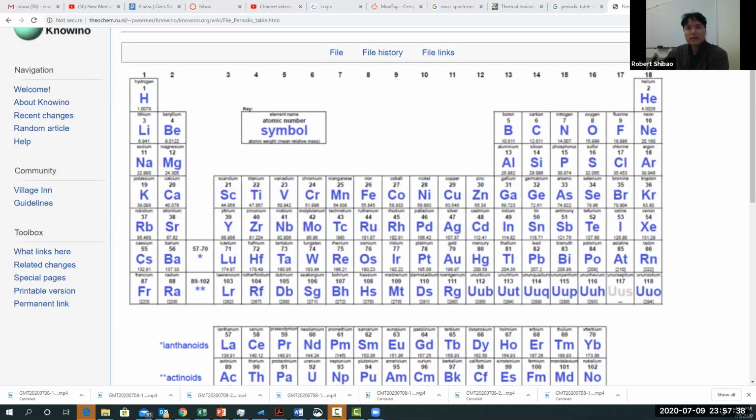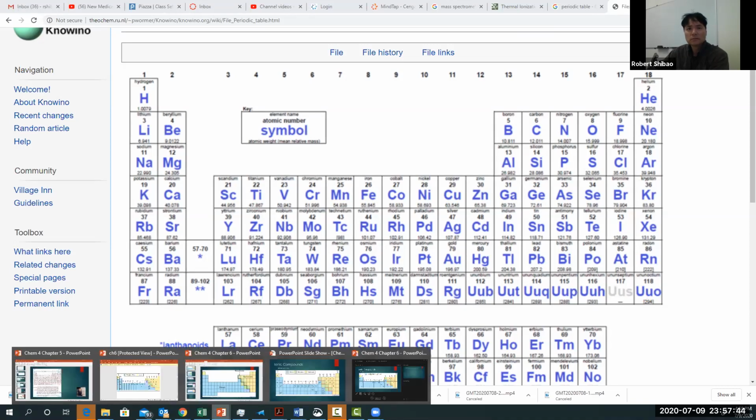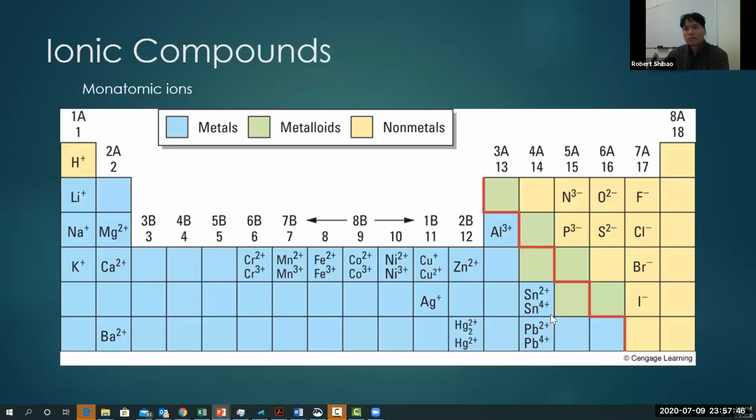So going back to this, let's go back to PowerPoint. Going back to this here, this is easy, +1, this is +2, +3, +4. But, you know, there's a gap here. So either we're in the transition block or we jump over here, like aluminum's +3. You know, this should be +4, which would be silicon here.